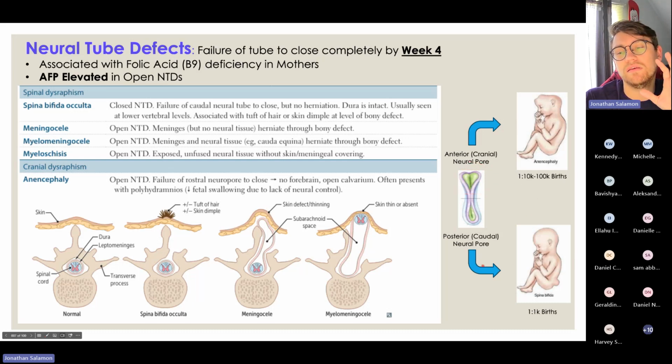So be aware that even if the answer can be spina bifida, the physical answer that you're going to select will be failure of the posterior neural pore to close, and then the same thing with anencephaly. The answer can be failure of the anterior neural pore to close. They just like to word it like that sometimes on NBME.